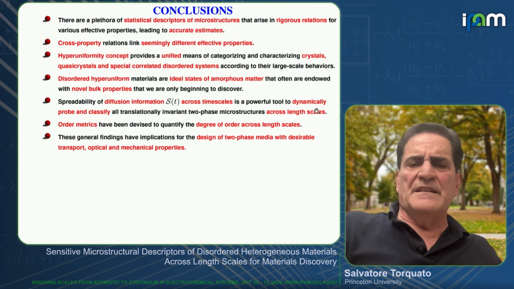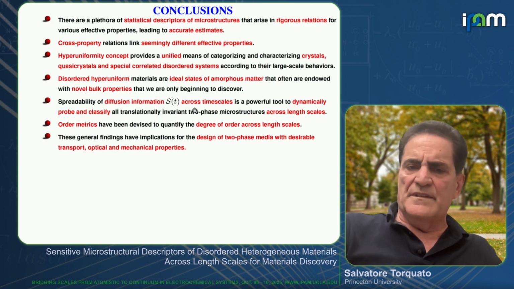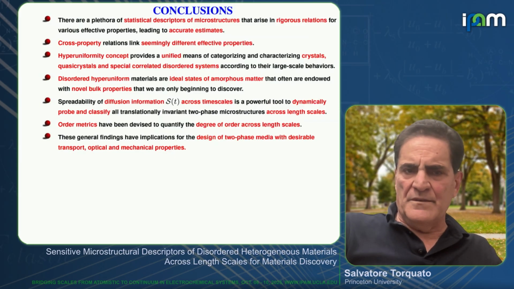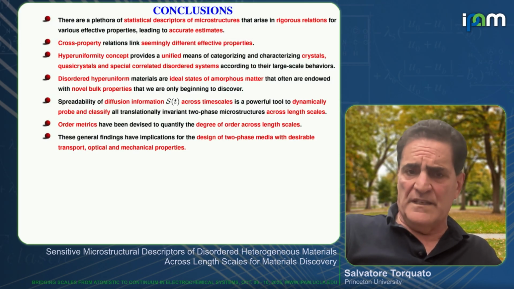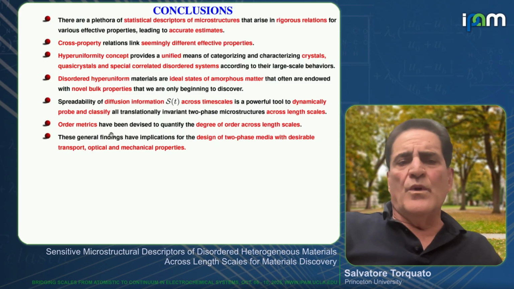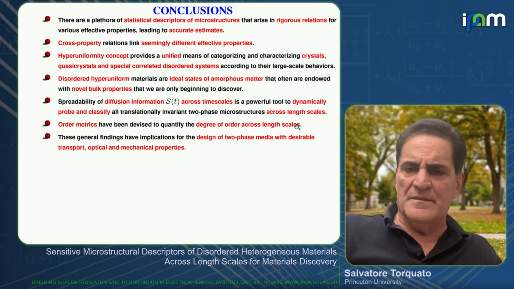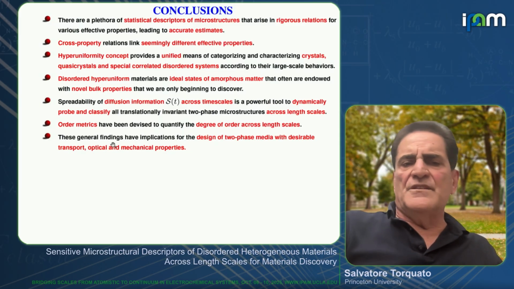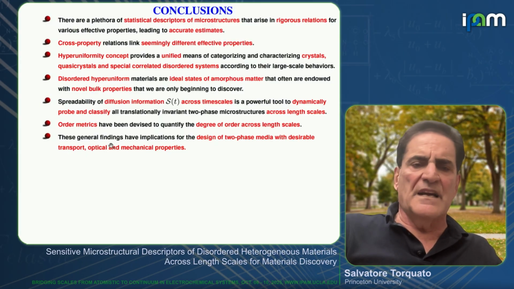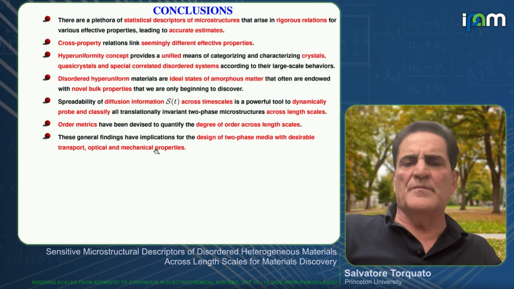Now, one of the things I did not tell you is that this spreadability is directly linked to NMR measurements. So you can actually show mathematically that these problems are essentially directly related to one another. Order metrics have been devised to quantify the degree of order across length scales. Of course, a lot of work still needs to be done there. These general findings have implications for the design of two-phase media with desirable transport, optical and mechanical properties.